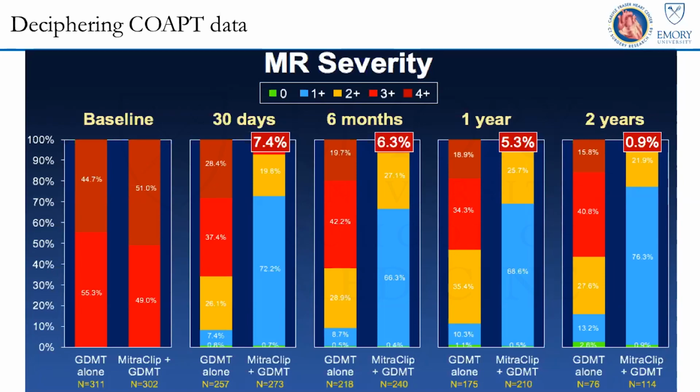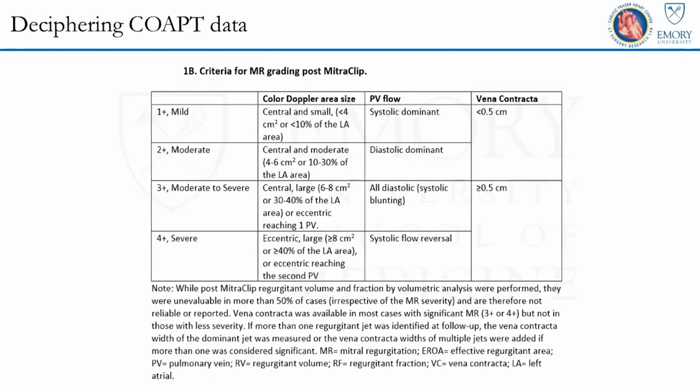And the third challenge is that the COAPT trial claims that the outcomes of mitral regurgitation were excellent at 2 years, without any significant persistence or recurrence of mitral regurgitation. The challenge with that is the scale that was used in grading these patients was a custom developed scale, which is highly subjective because it does not take any quantitative methods to quantify the amount of regurgitation that is left behind after the procedure.